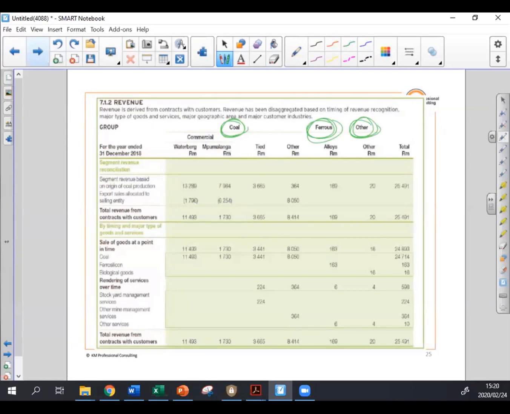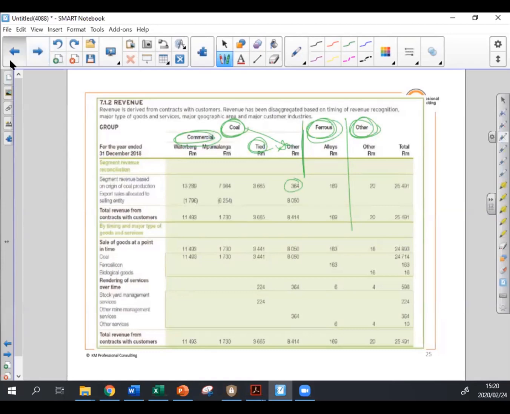Under coal, and I'm not going to pretend to know what all of these things mean, they had what they've got as their commercial, Waterberg and Mpumalanga, Tide, and under ferrous, it was alloys. Also under coal, apologies, they had other as well there. So I'm not going to get into the whole issue on other. I could probably sit there for 2 hours and discuss the word other in a set of financial statements to death. Hate it, means nothing, says nothing, don't do it. In some instances, it cuts the mustard because it's so menial. You can see there, 364 versus whatever the bigger picture is.